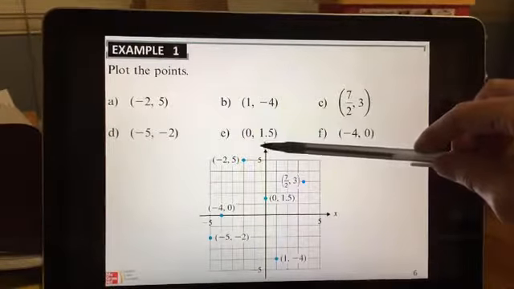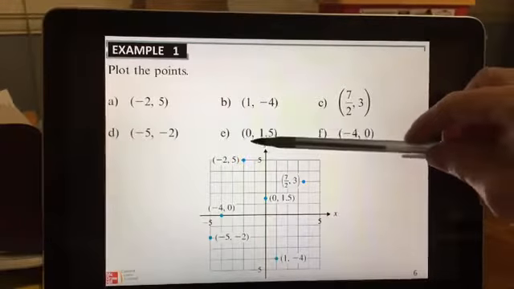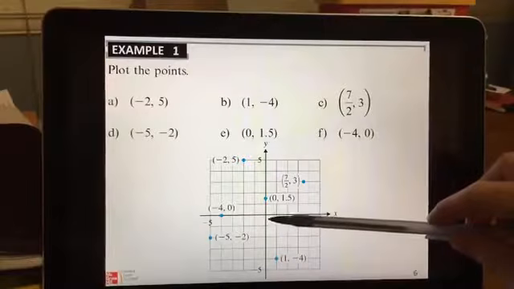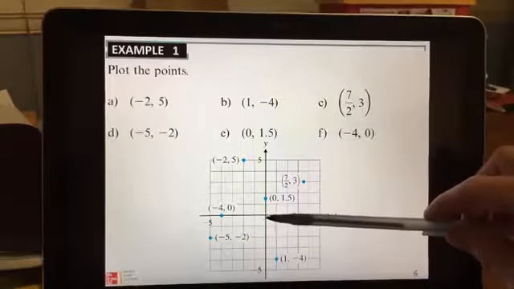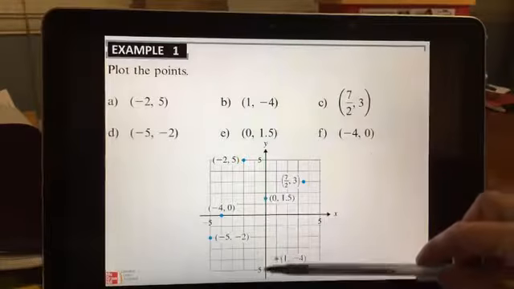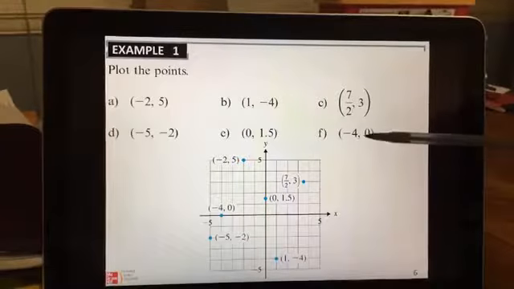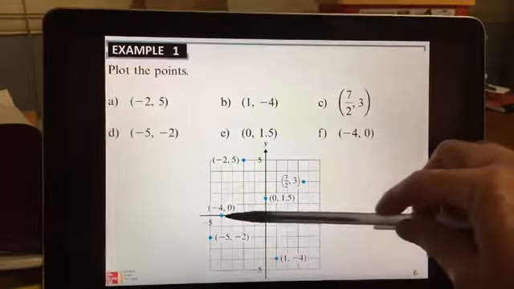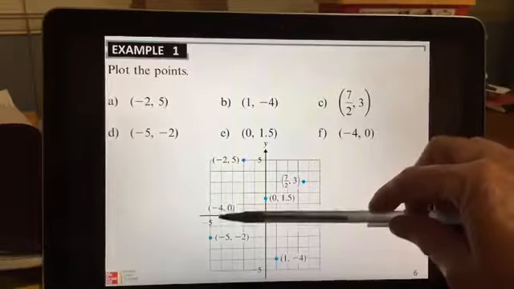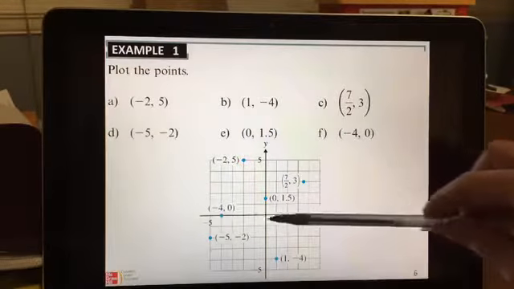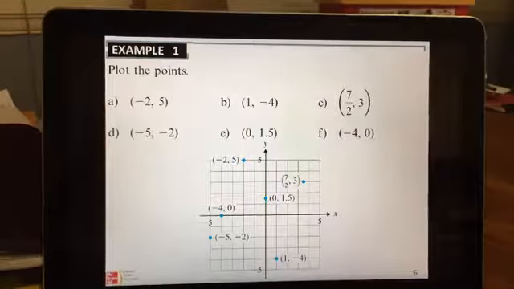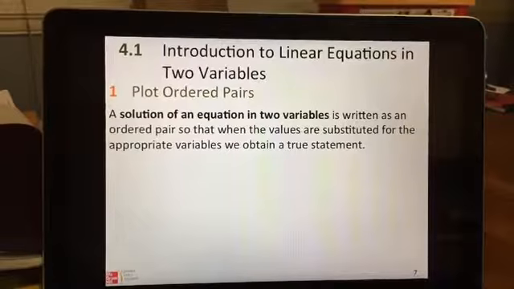0, 1.5 is what we call a quadrantal because it is going to wind up on the axis. Okay, so 0, 1.5 winds up on the y-axis. Okay, negative 4, 0 is going to be negative 4, and then up or down 0, so it's going to be right on the x-axis. A solution of an equation in 2 variables is written as an ordered pair so that when the values are substituted for the appropriate variables, we obtain a true statement.